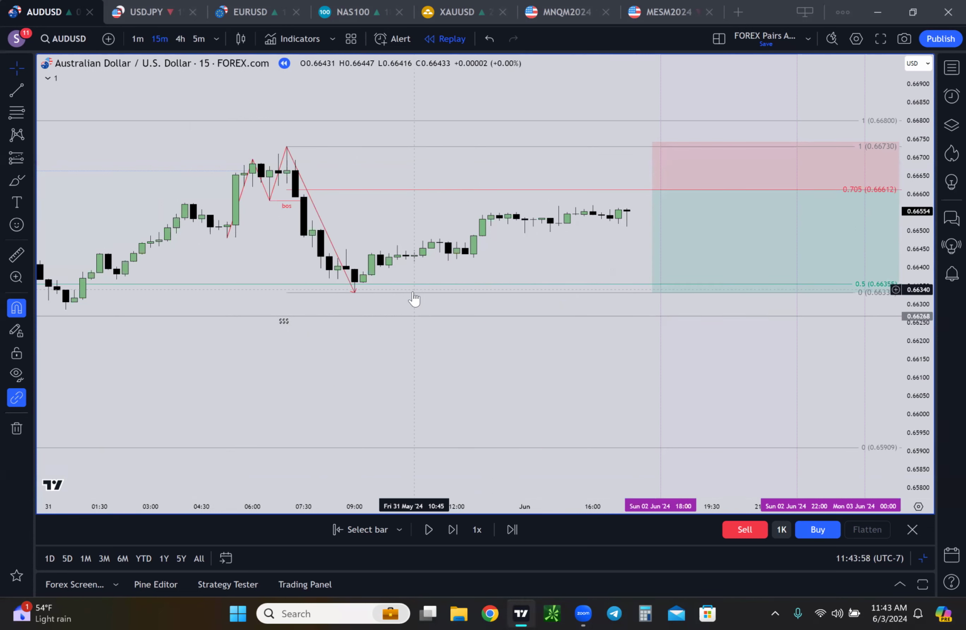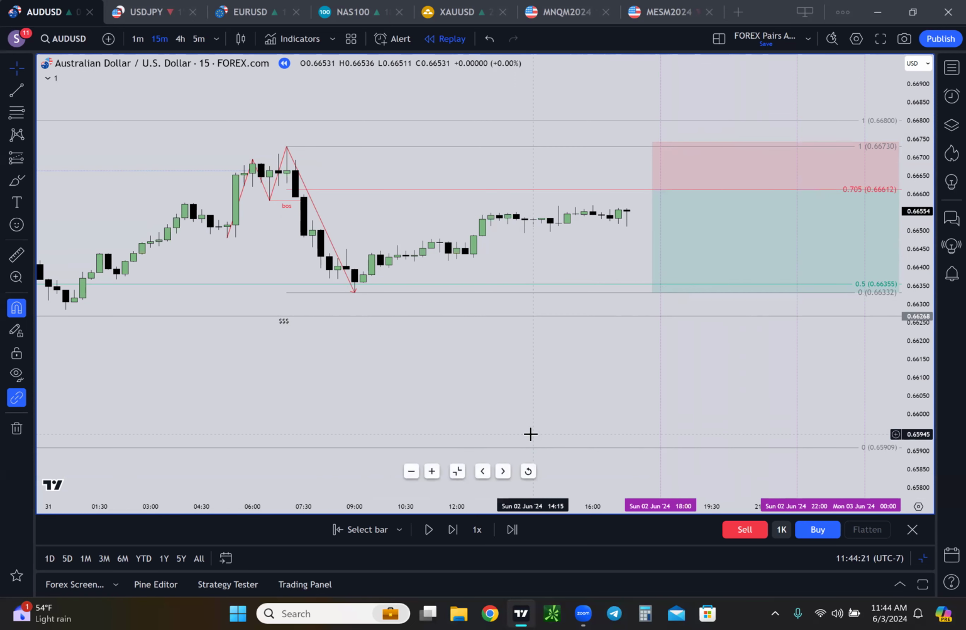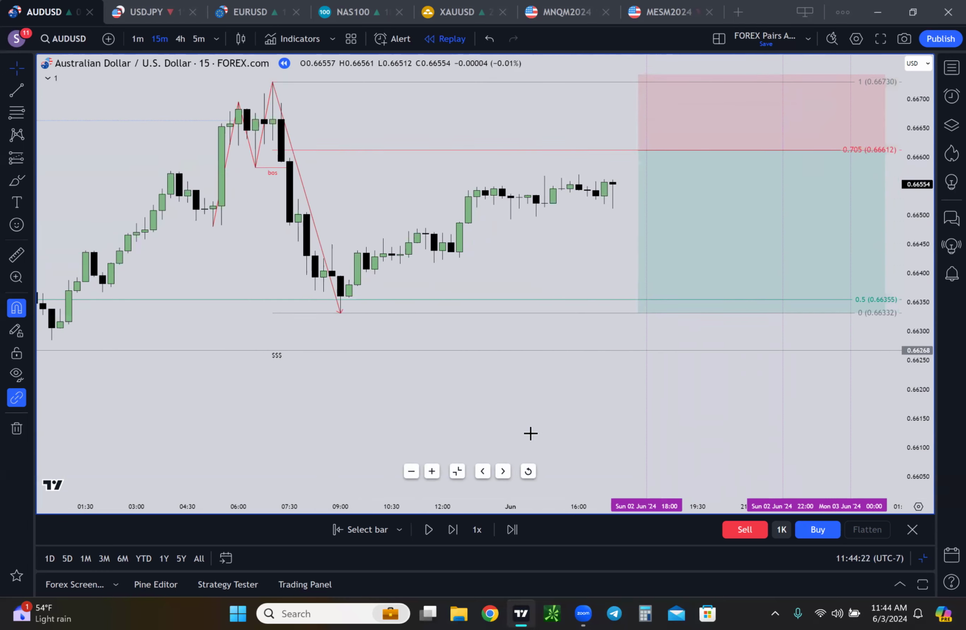So what I was expecting is a fib retracement to the 705 level up here. This is my trade. Entry here at the 705, stop just above this swing high over here, and targeting this swing low for a 2x trade. So 13 pip risk, 28 pip take profit. And this is how it played out.